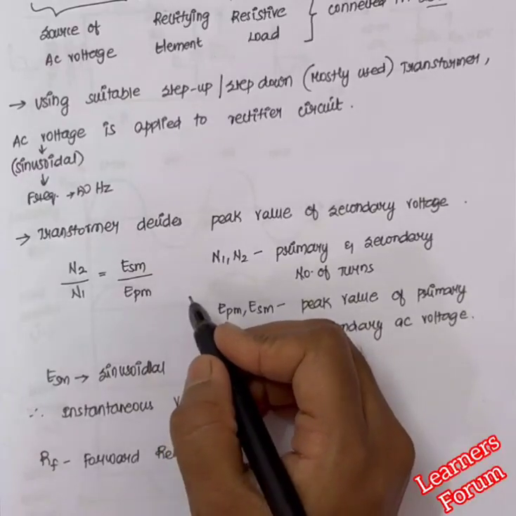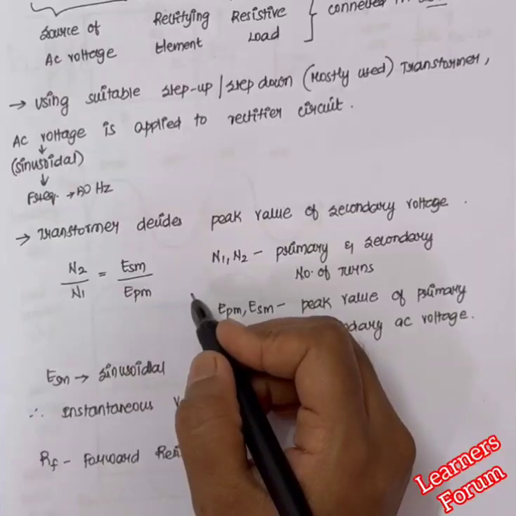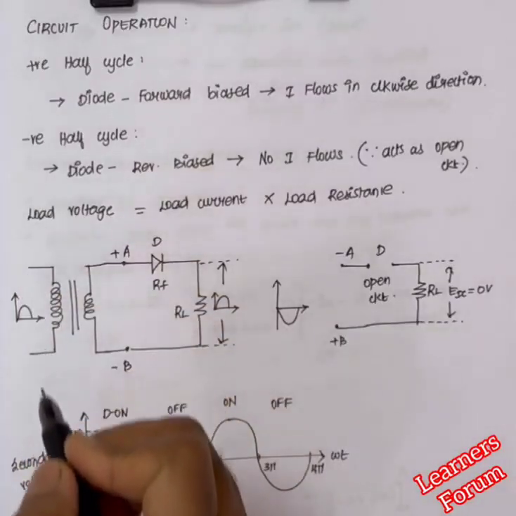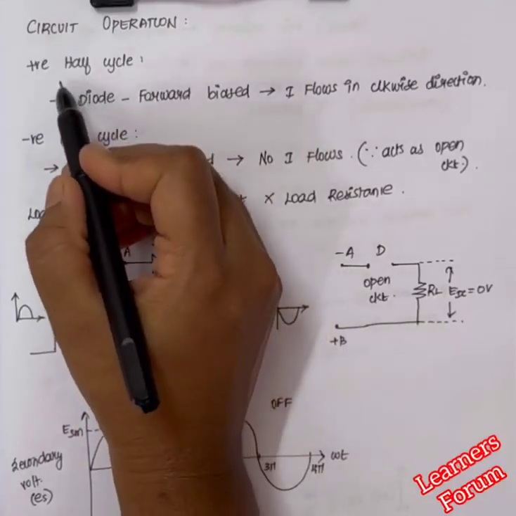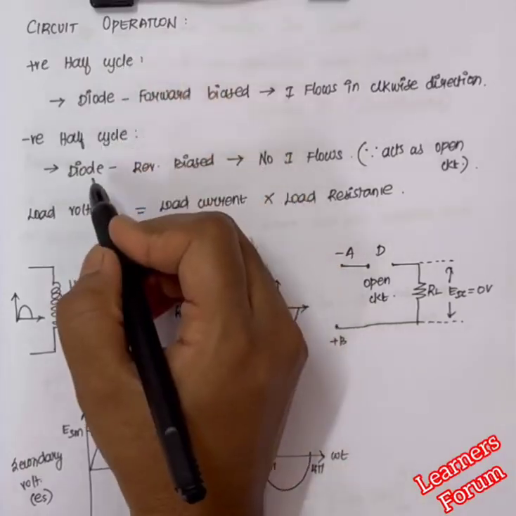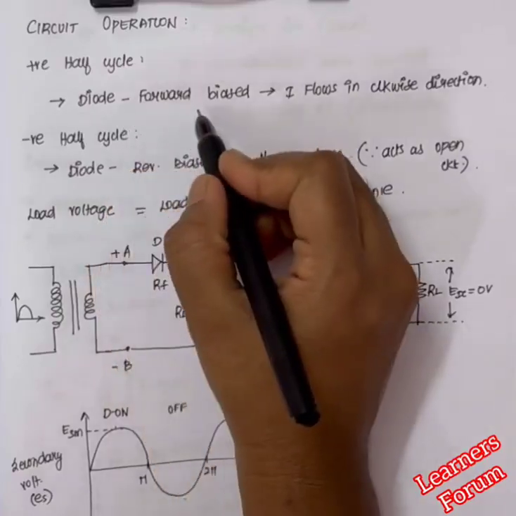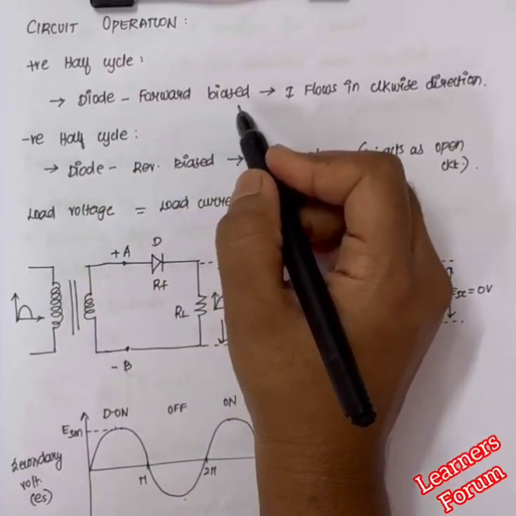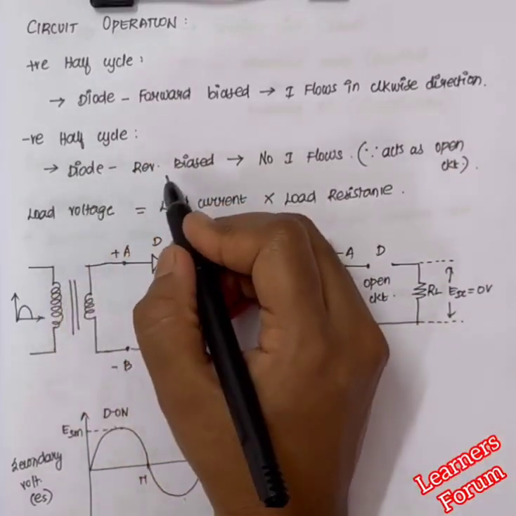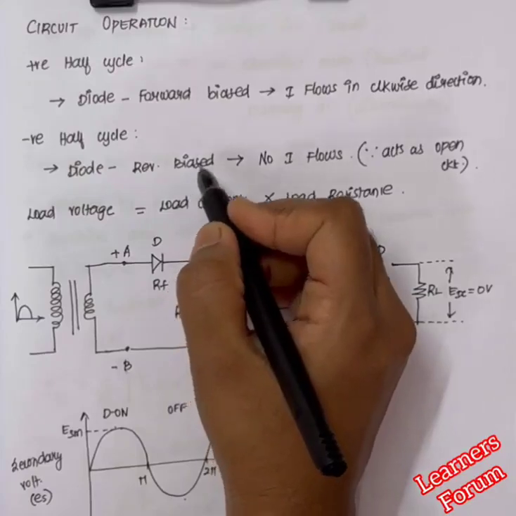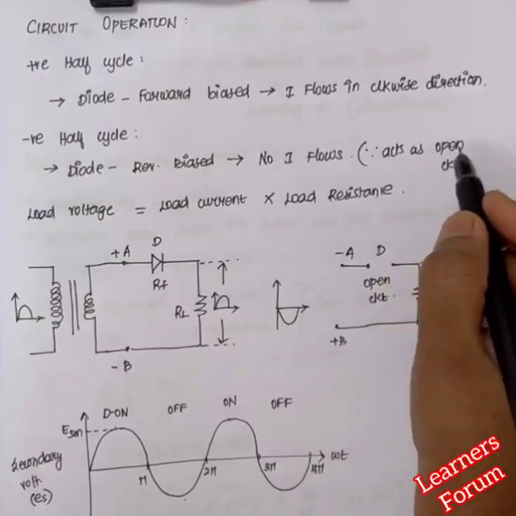Now let us see the circuit operation, that is the working principle of a half wave rectifier, how the positive half cycle is rectified and how the negative half cycle is eliminated. Under the circuit operation, we can divide it into two cycles. Let us see what happens in the positive half cycle, and then what happens in the negative half cycle. Whenever we have a positive half cycle, the diode will be in forward biased condition as we have seen earlier, and the current will flow in the clockwise direction. Whereas in the negative half cycle, the diode will be in reverse biased condition. Whenever the diode is in reverse bias condition, there will not be any flow of current. That is, it will act as an open circuit.